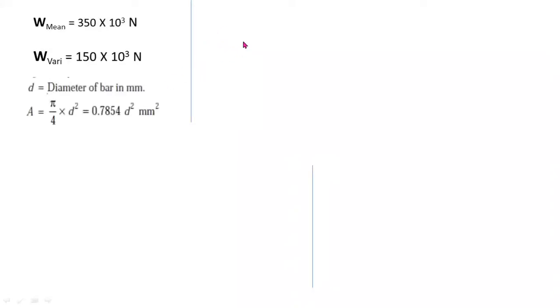Here already we know the formula for stress equal to load by cross section area. Here small d is the diameter of a bar. You have to find out the value of small d. So cross section area equal to pi by 4 d square. By using this cross sectional area, you have to find out the mean and variable stresses.